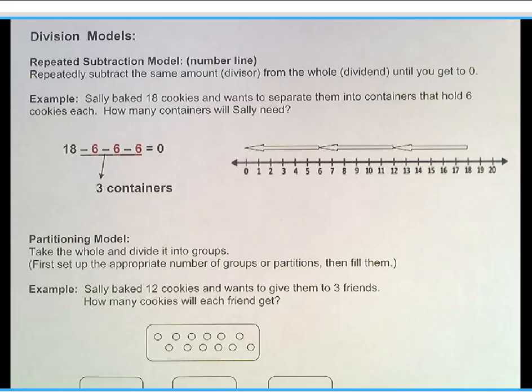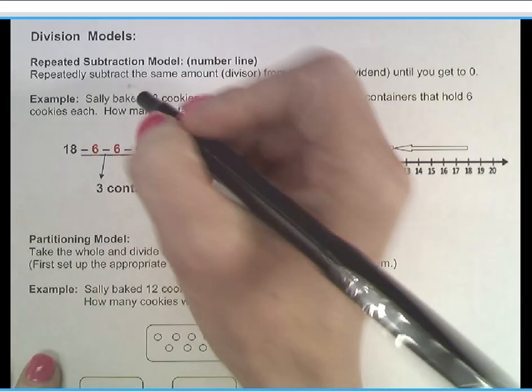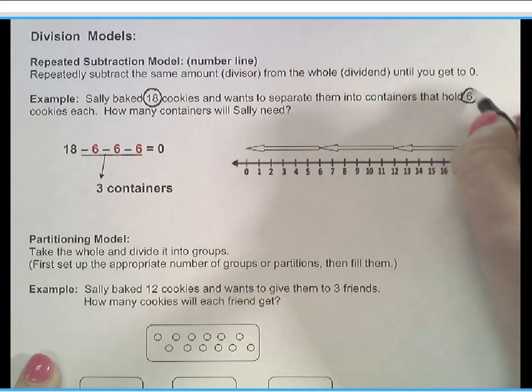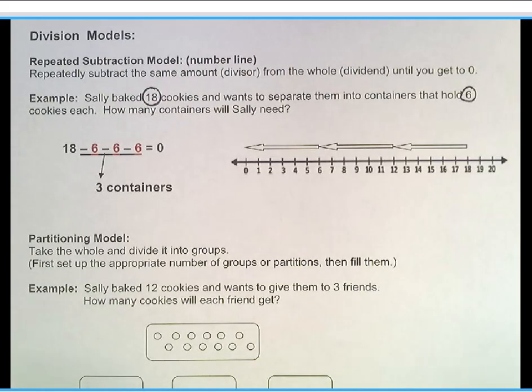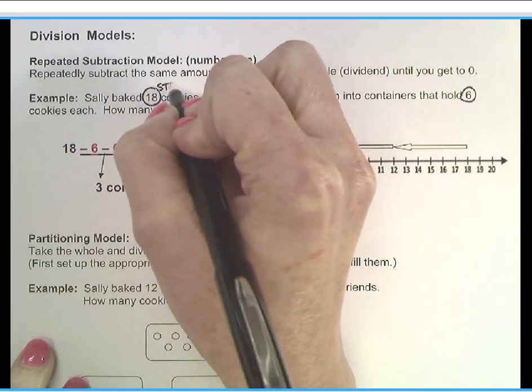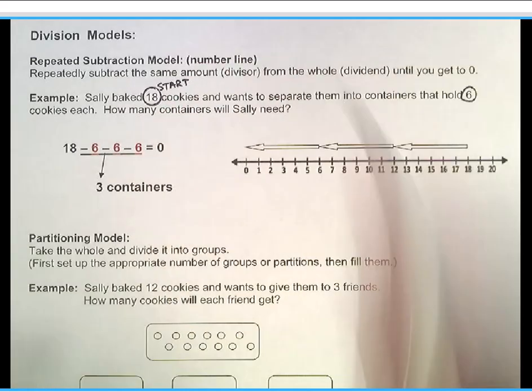So for a quick example, Sally baked 18 cookies and she wants to separate them into containers that hold 6 cookies each. How many containers will she need? So the only numbers that we have are 18 and 6. So the only numbers that should be reflected on your model are 18 and 6. Now you probably already know what the answer is. But think about if you were showing this to kids, right?